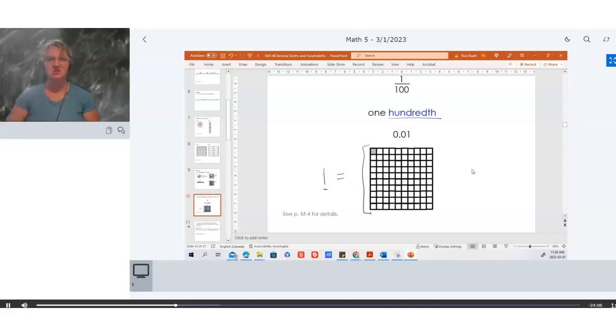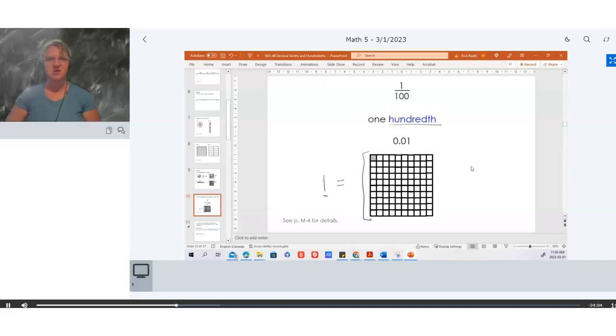So just like the tenths, we can look at it as a fraction. 1 out of 100, one piece is colored out of 100 pieces in this square. We would write the words 100th. And then, just like I said at the beginning, we have the tenths here and the hundredths over here. Okay, so the hundredths is the second place to the right of the decimal.